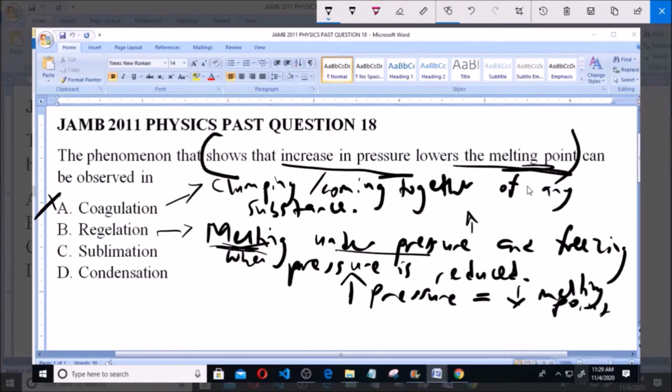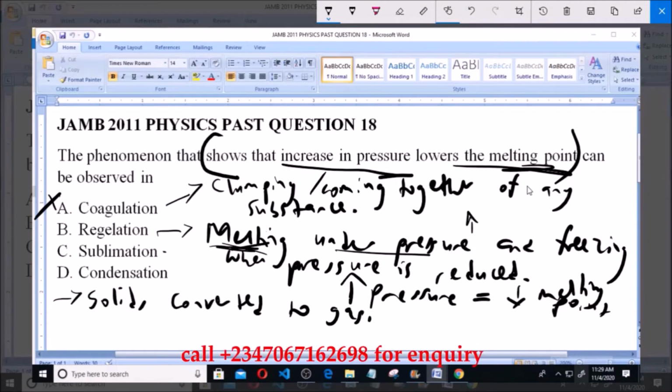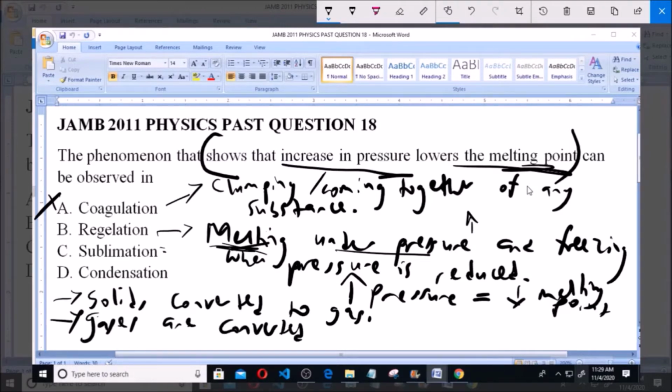That is regelation. Now option C says sublimation, and sublimation refers to when solids are converted to gas without first changing to liquid. That is sublimation. And option D says condensation. Condensation refers to when gases are converted to liquid. That is condensation.